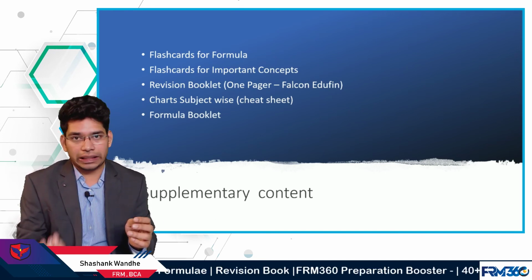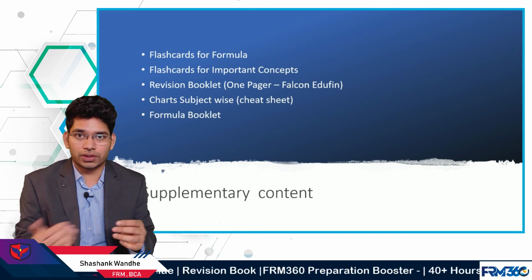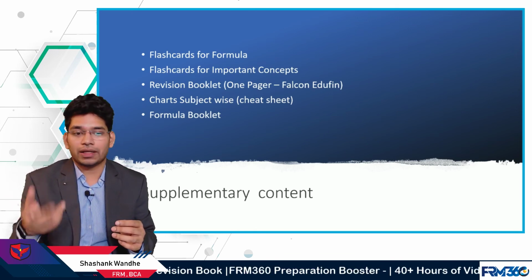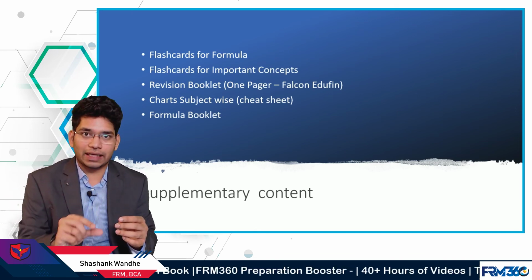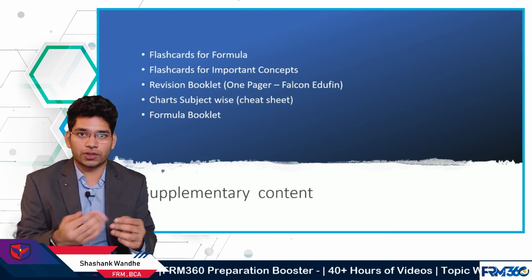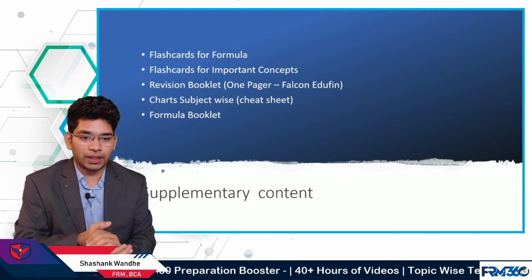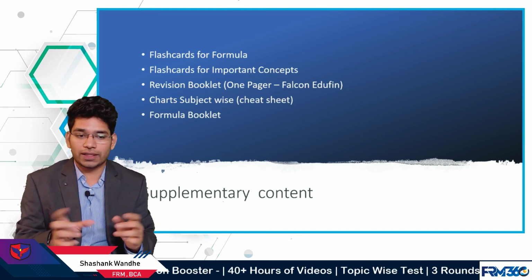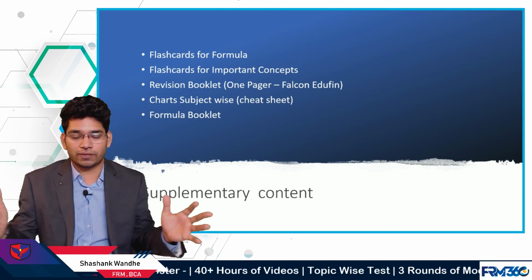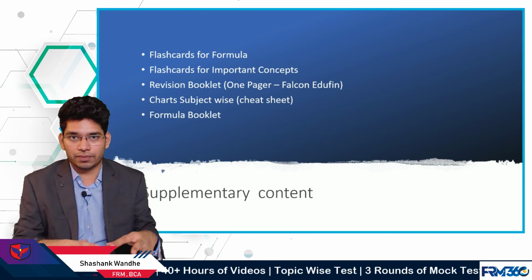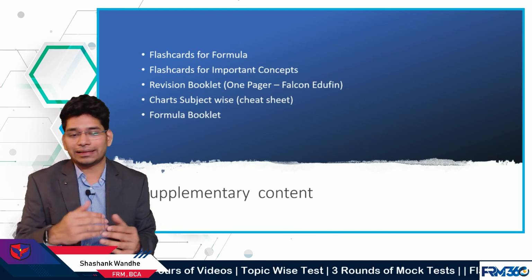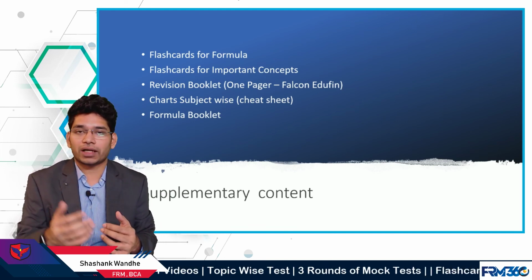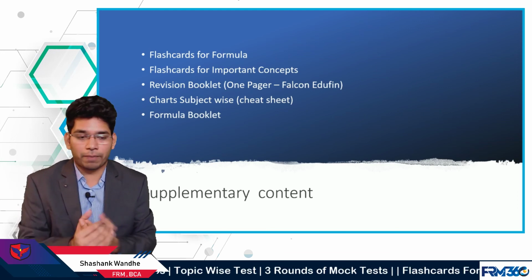It will be available in e-copy for international students, those taking it from outside India, and it will be available in physical copy for the Indian students. We will post you the physical copy as well. Then charts: we will also provide you charts subject wise, so 4 charts for each subject. One chart will summarize the complete subject. It is very helpful. And then the formula booklet. All these are supplementary content which we are providing with your main package.